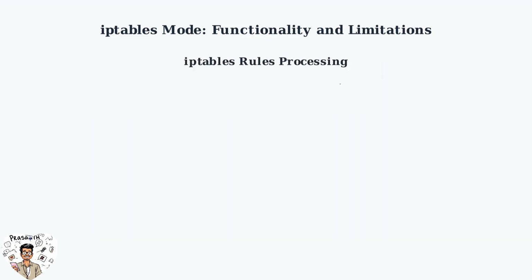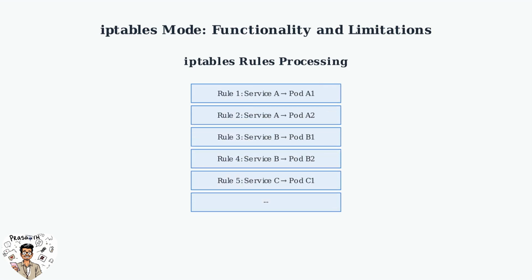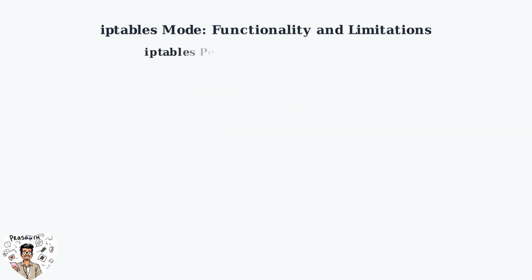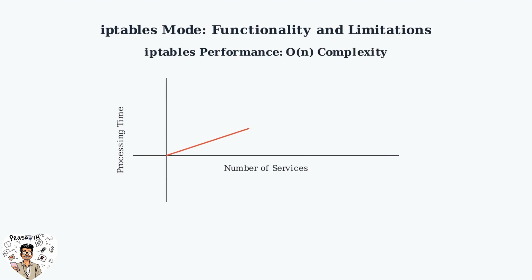However, Iptables has a fundamental limitation in its design. It uses a sequential rule matching algorithm, which means rules are processed one by one in order until a match is found. When a packet arrives, Iptables must check each rule sequentially from top to bottom. For a packet destined for service C, the system must first check rules for service A and service B before finding the correct match. This sequential processing results in O(n) time complexity, where n represents the number of services and backend pods in the cluster. As the cluster grows, performance degrades proportionally.